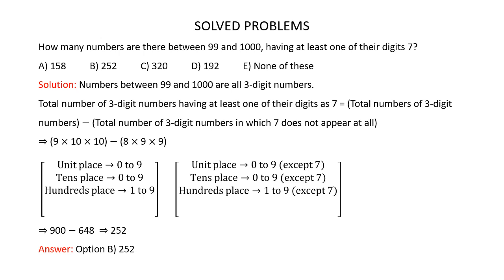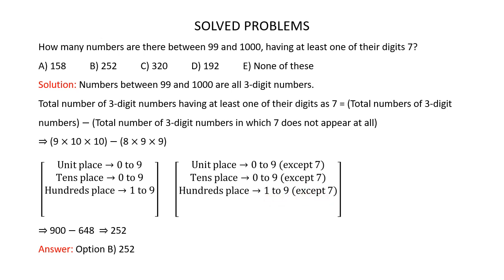Now for the tens place also, there are 9 choices. That is any of the 9 numbers from 0 to 9 excepting 7. So the tens place can be filled in 9 ways. Now for the hundreds place, there are only 8 choices. That is any of the 8 digits from 1 to 9 excepting 7.